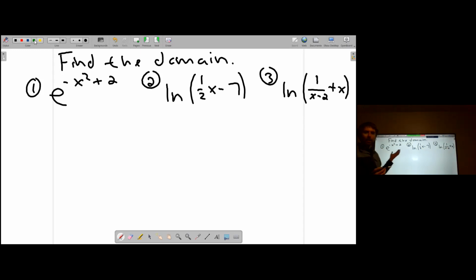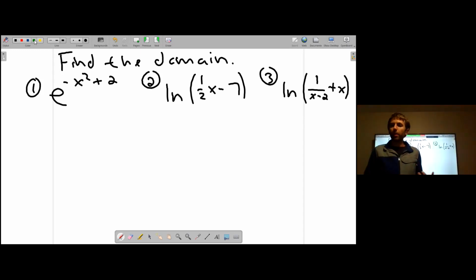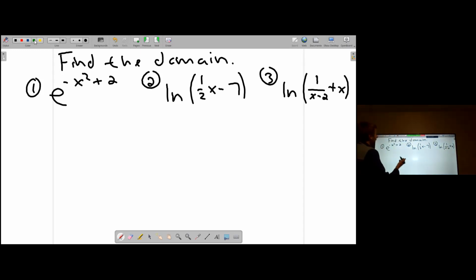Well, this first one's really nice. I just said that you can plug in anything to an exponential function, it's good. And that's what domain is. So this is going to be all real numbers because you can plug in anything.